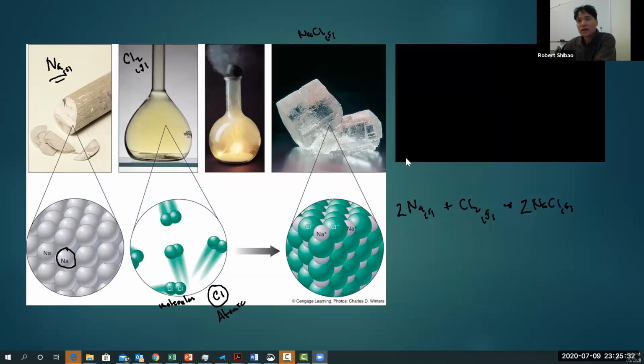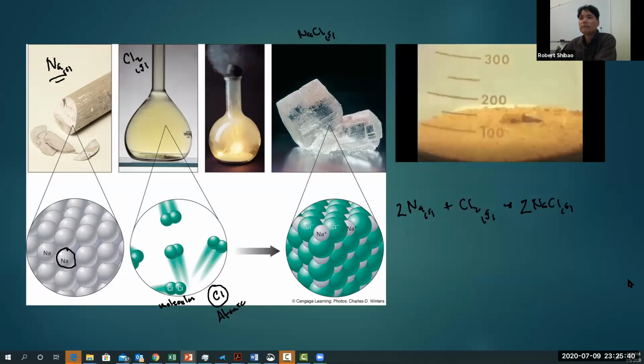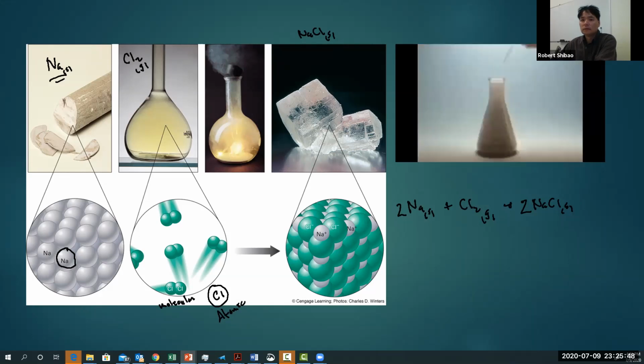This is a little video of the reaction here. The reaction of sodium metal with chlorine gas is quite vigorous. Another way of saying this is that the formation of the ionic compound sodium chloride is very energetic, releasing considerable heat and light.